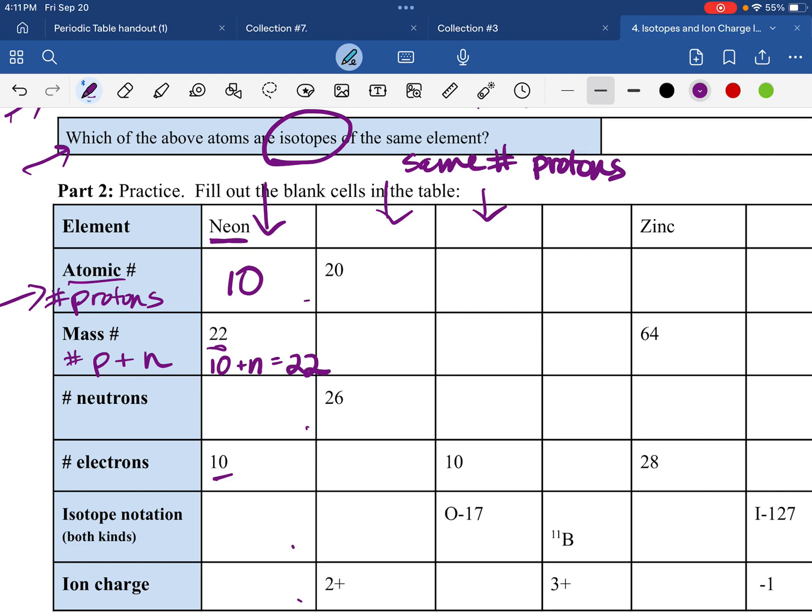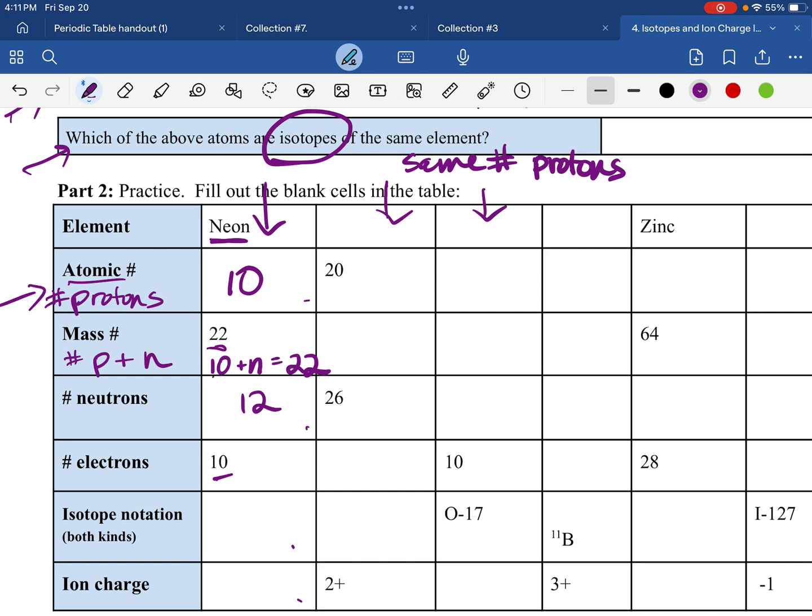The reason it's called the mass number is because the protons and the neutrons are the heavier particles inside of an atom. The electrons weigh almost nothing compared to the protons and the neutrons, so they don't contribute to the mass. It's just protons and neutrons. So the number of neutrons here must be 12, right? Because 10 plus 12 is 22.